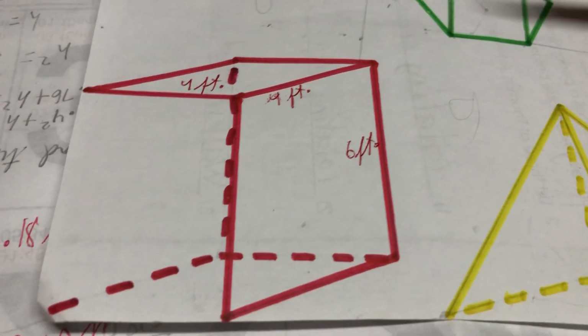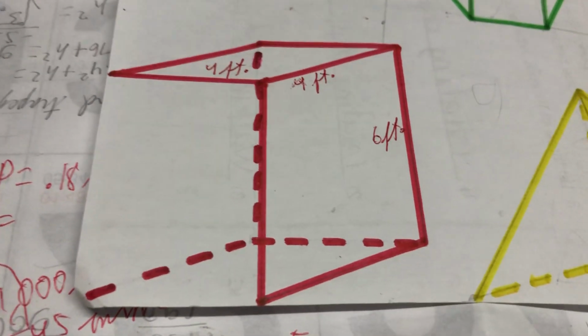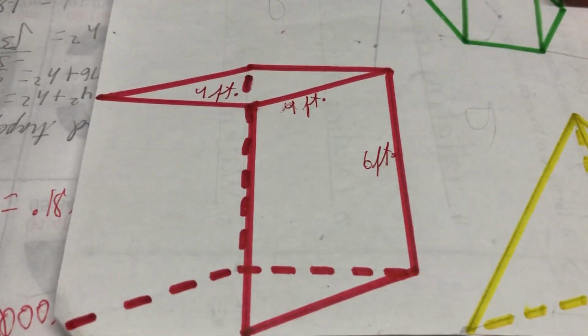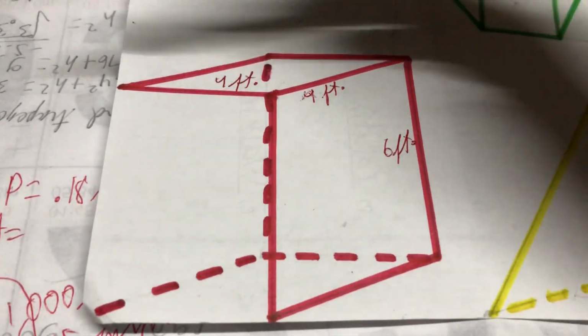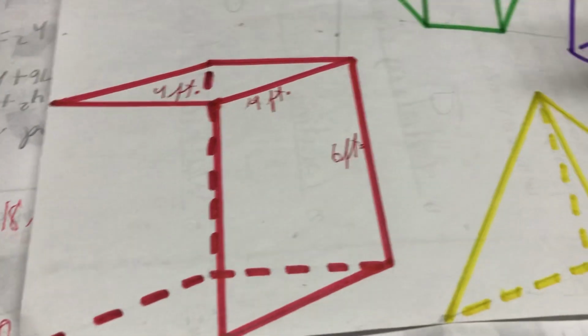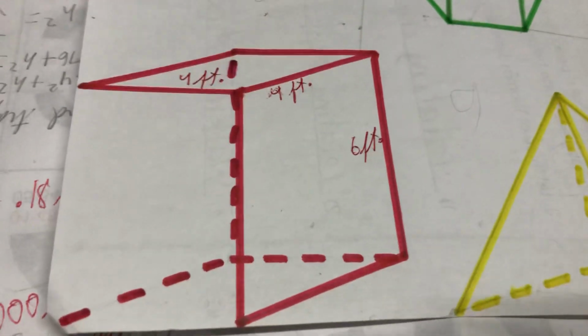Today I'm going to show you how to solve for the surface area and volume. So what is surface area? Surface area is the total area of all the faces in a certain solid figure.